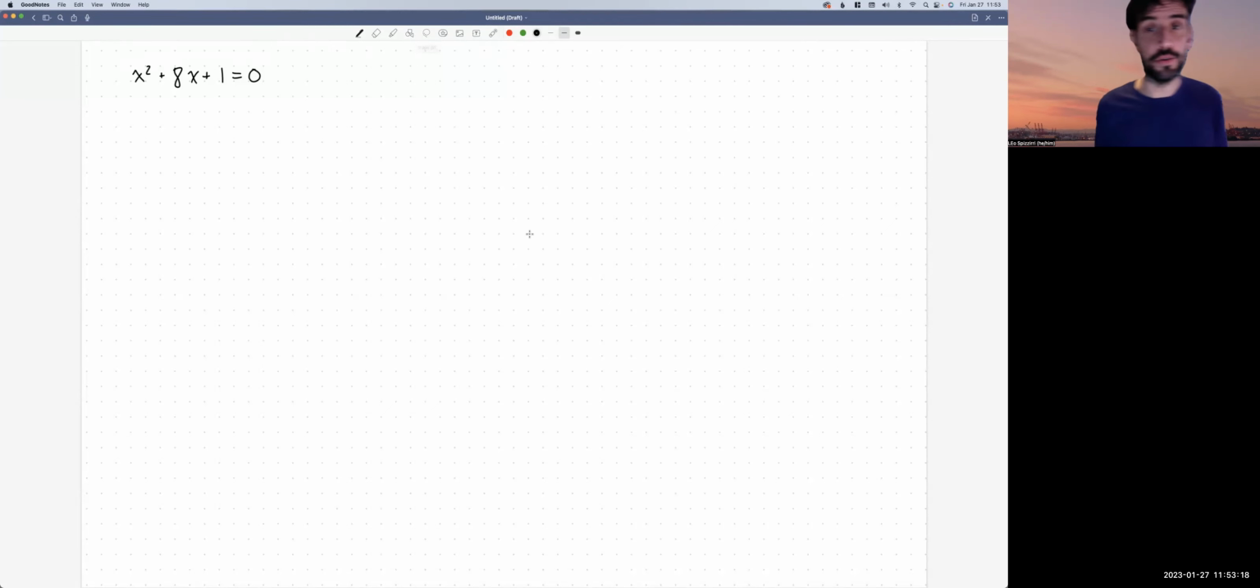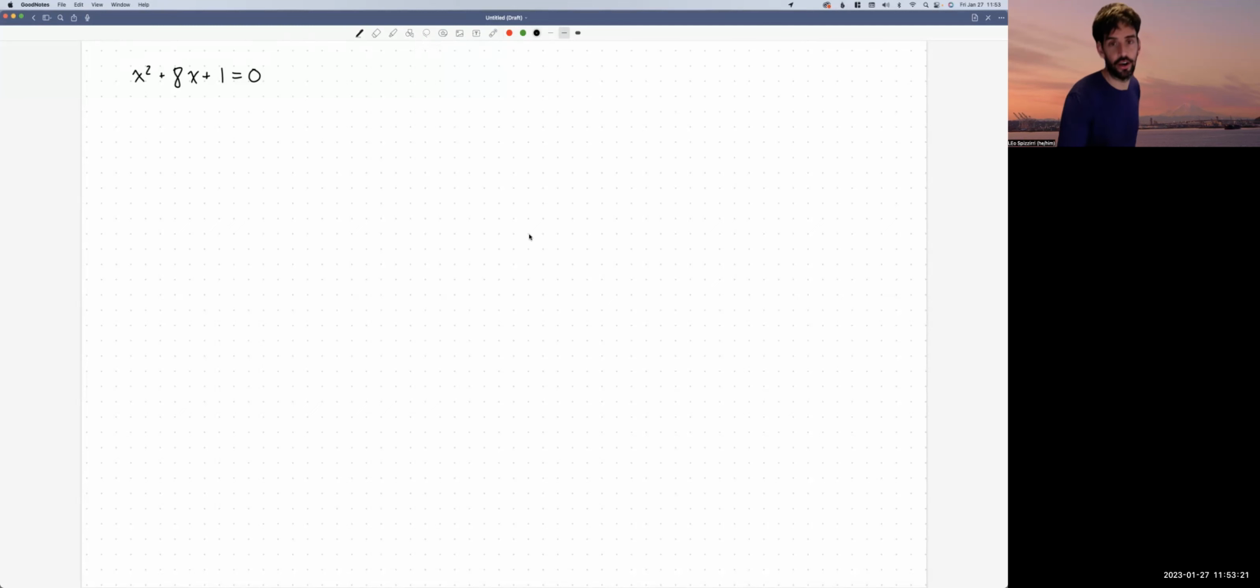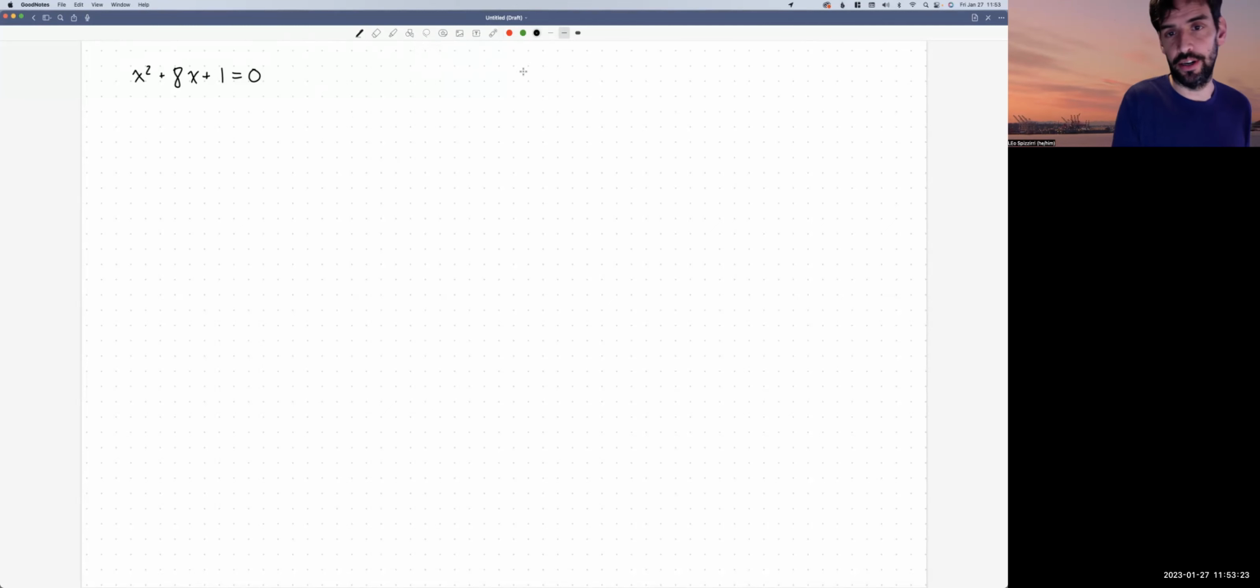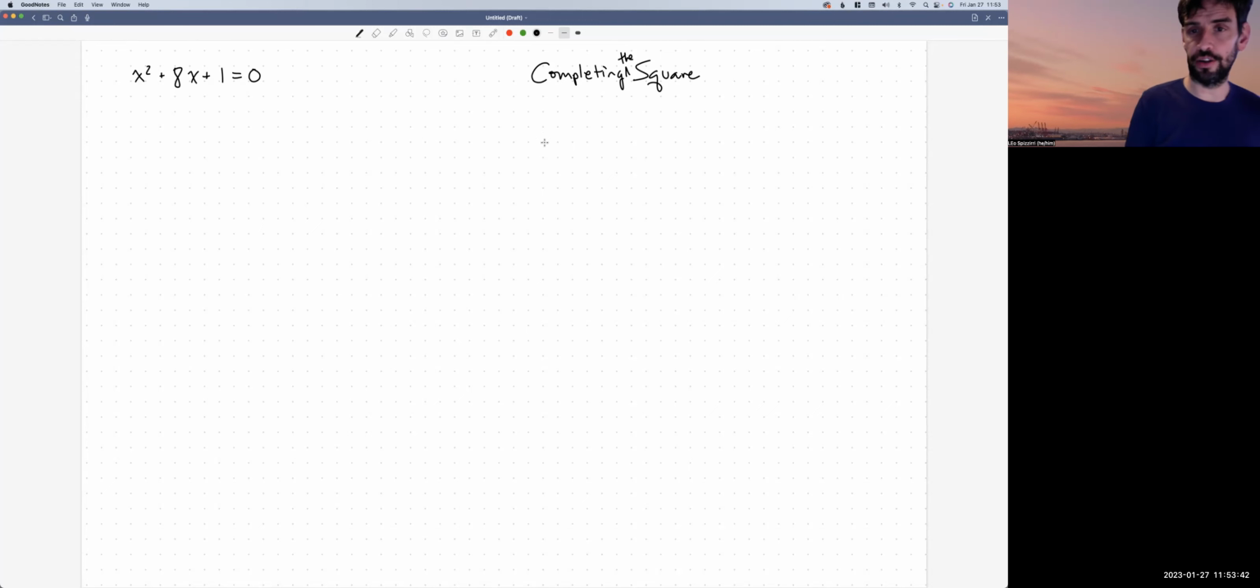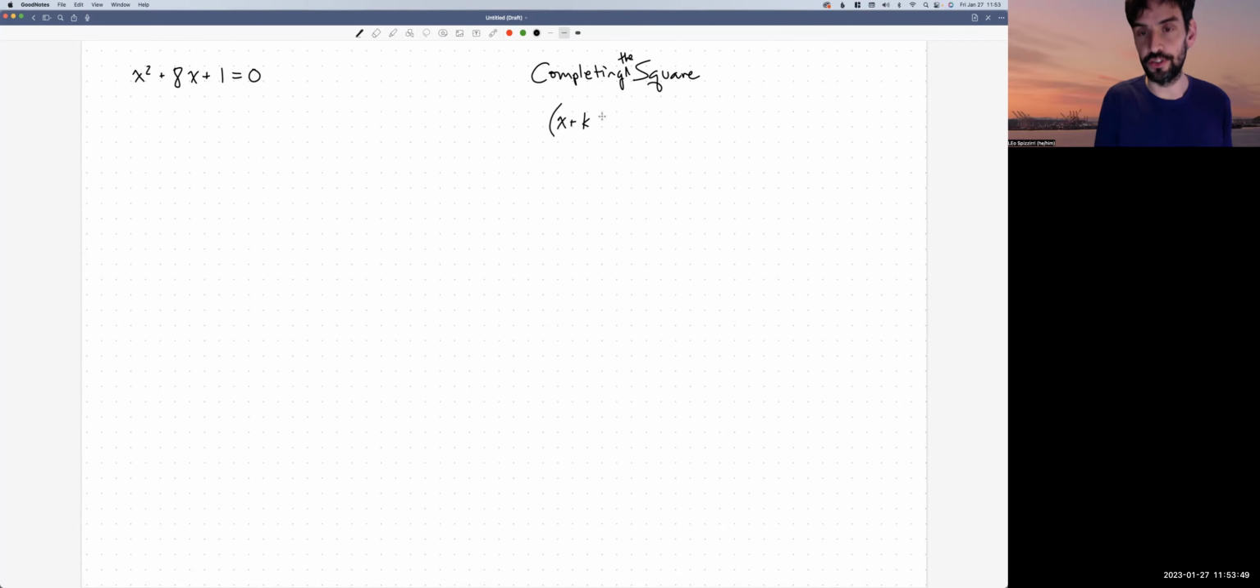We can play a little game that we're going to call completing the square. So we're going to develop this idea and then try it on this particular equation. All right. So the idea of completing the square is the following. We actually saw our first couple of examples in the last video.